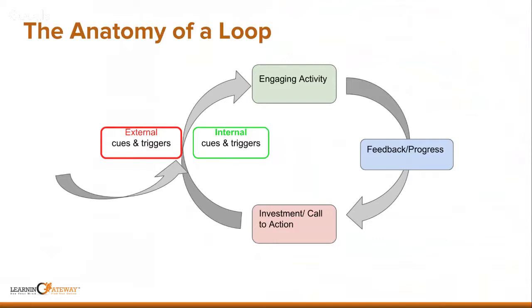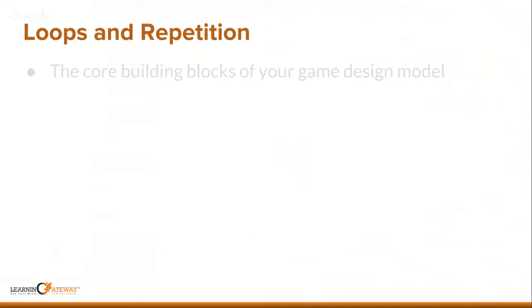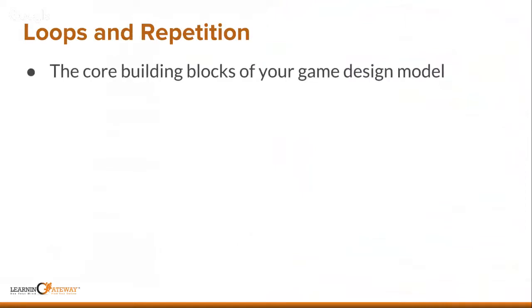So now the trigger comes from within. So this is the basic anatomy of a loop. As we go through this webinar and we talk about the different applications and the different types, what will not change is these 4 elements: the trigger, the engaging activity, the feedback or progress, and the investment or call to action. So why are loops so important?